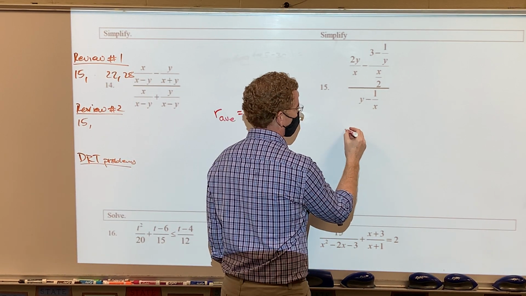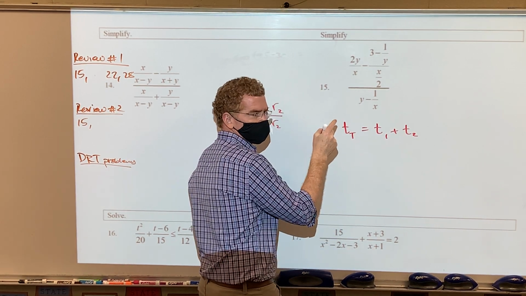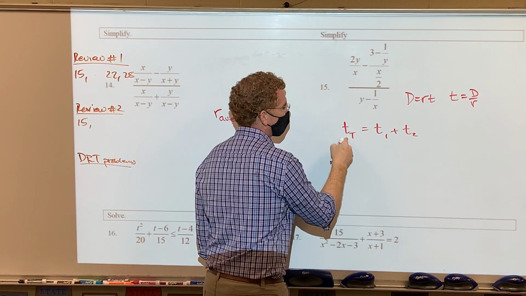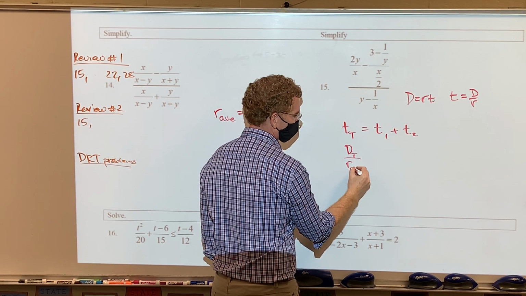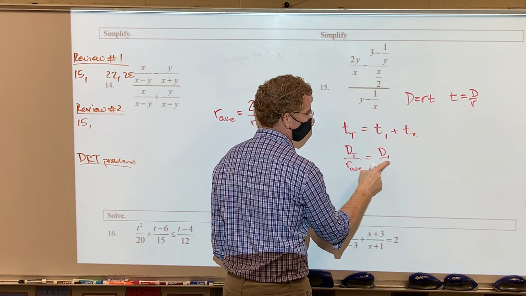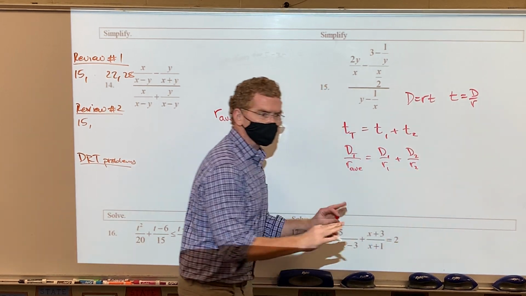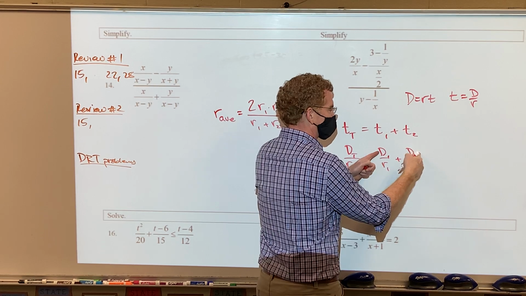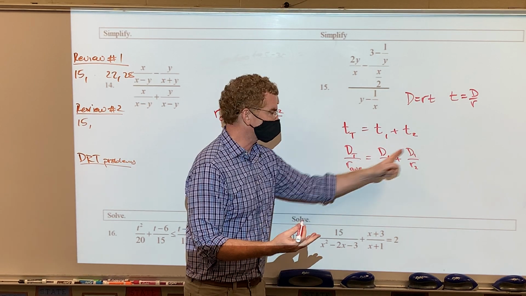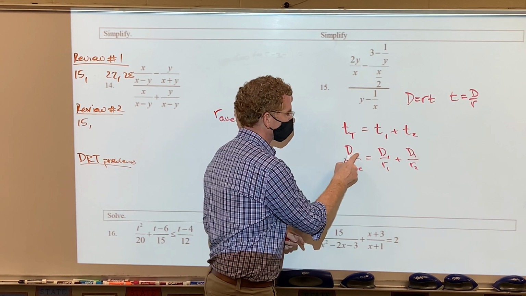Here's your distance. Because distance is rate times time, T is D over R, right? I've got total distance over average rate equals D1 over R1, and then D2 over R2, right? What happens if the distances are the same? Then they're both the same as D1. D1 is equal to D2, right? Same distance? Then what would the total be? 2D1? Does that make sense?